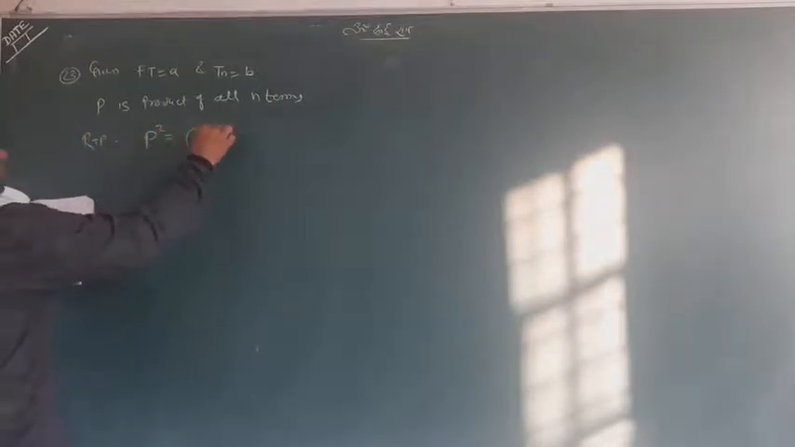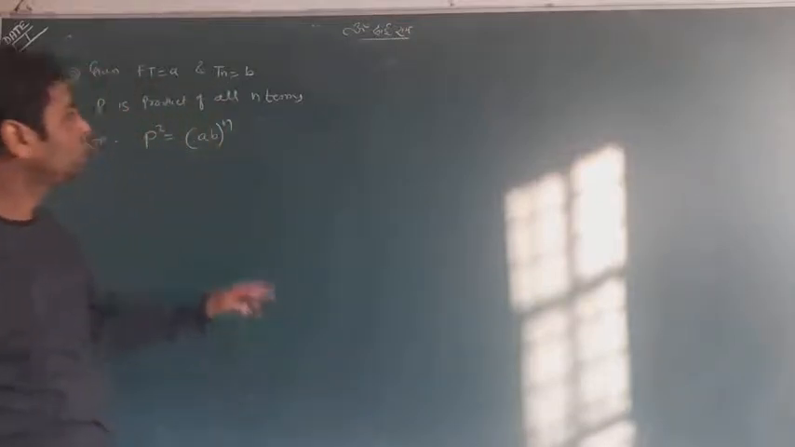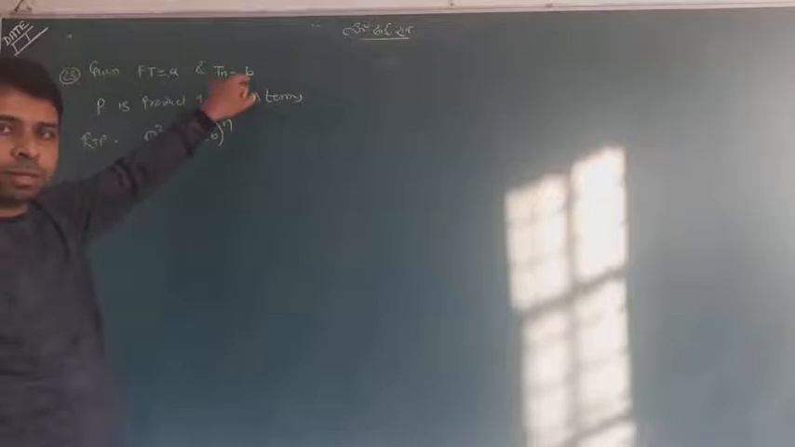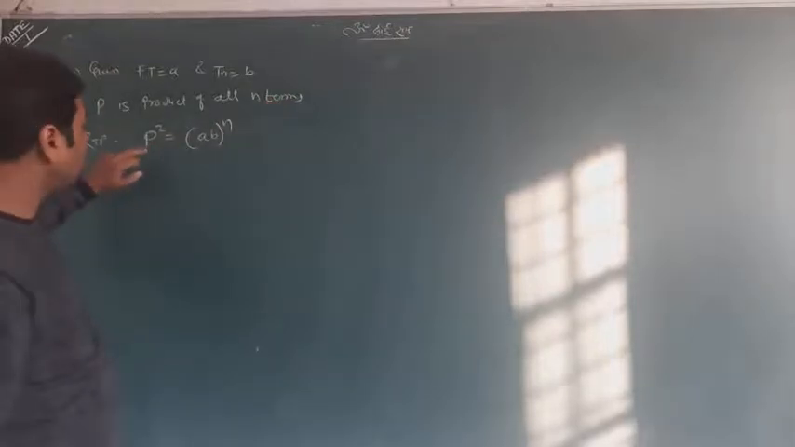All n terms. Prove that we are required to prove P squared equals AB to the power n. This is one of the important questions that may come in an exam. The first term is given and the last term is given. P is the product of all the n terms, and we want to show this.